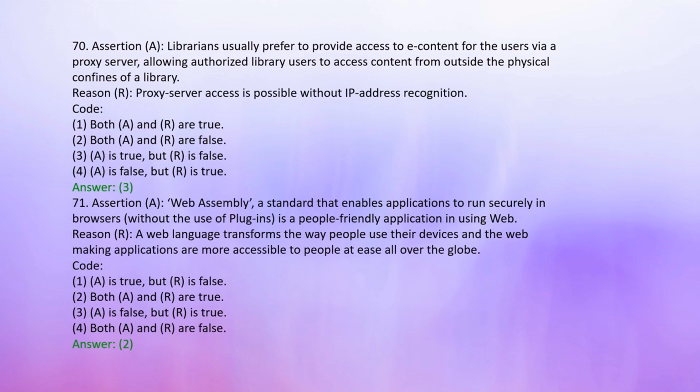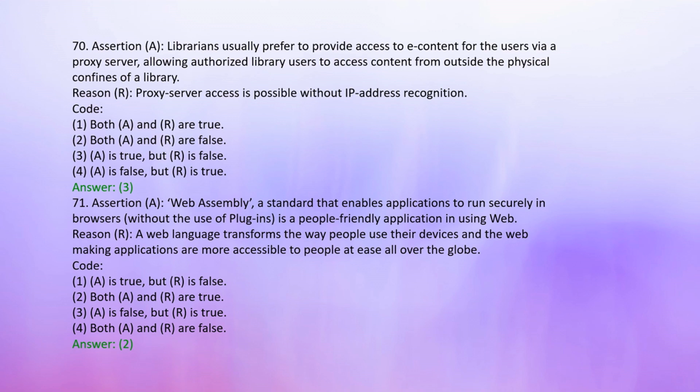Number 70, assertion: Librarians usually prefer to provide access to e-content to the users via a proxy server, allowing authorized library users to access content from outside the physical confines of a library. Reason: proxy server access is possible without IP address recognition. Correct answer is 3. A is true but R is false.